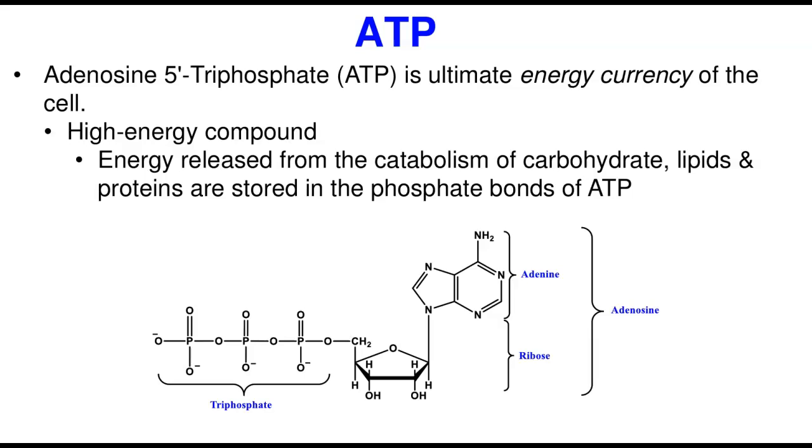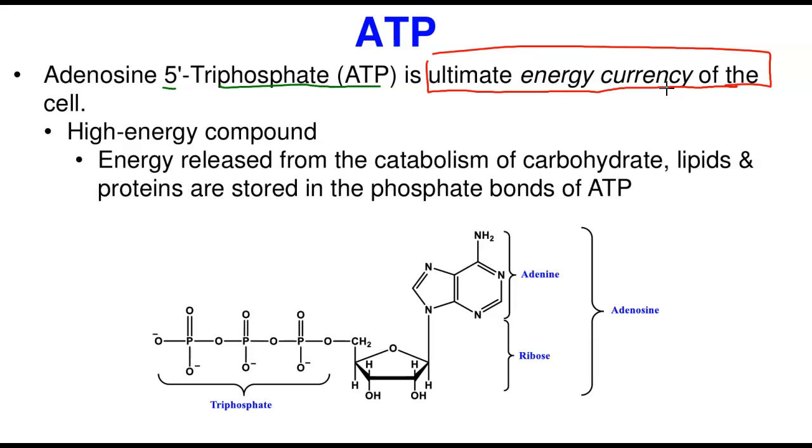Let's start from ATP. ATP is an acronym of adenosine 5-triphosphate. As you can see, the name adenosine has an adenine. Triphosphate, it has 3 phosphate groups attached to it. It is often touted as the ultimate energy currency of the cell because it is in this form that the cell can use chemical energy that is stored in biomolecules. It is a high energy compound.